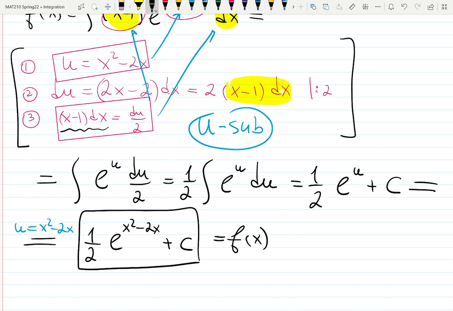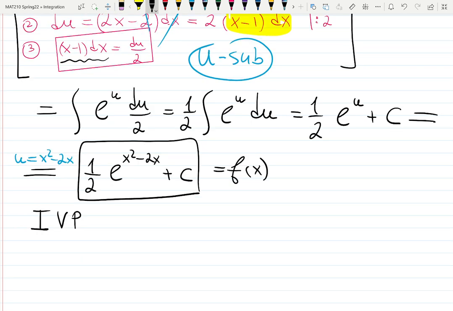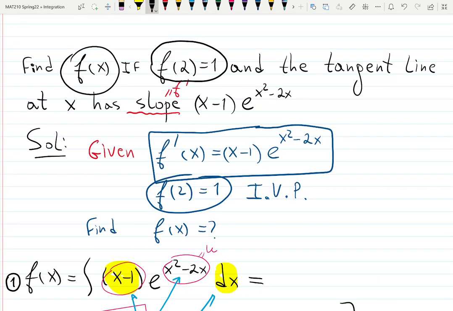But we need to solve the initial value problem. That means the initial value was given. So step 1, we found the general solution of f of x. But we need to find the particular solution. Those are the official terminology used for initial value problems in differential equations. F of 2 is 1.